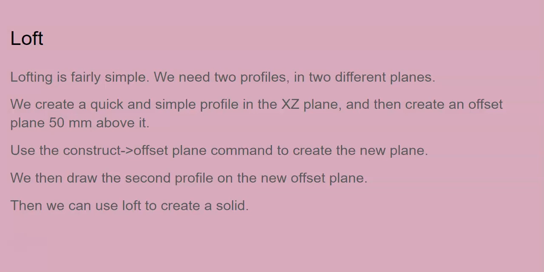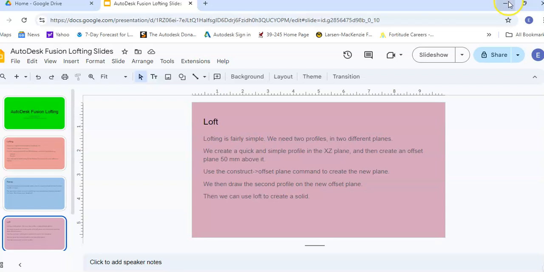We'll go through an example to create a simple profile in the XZ plane. That's our base sketch, and then create an offset plane 50mm above it. We use the construct offset plane command to create the new plane. We then draw a second profile in the new offset plane, and then we can loft to create a solid. So let's go back to Fusion.